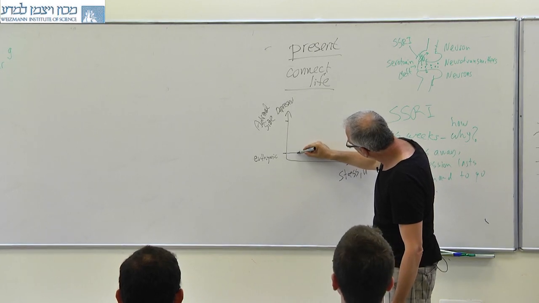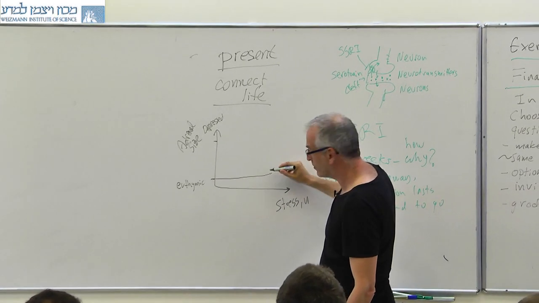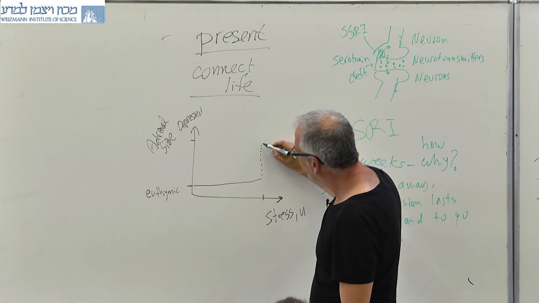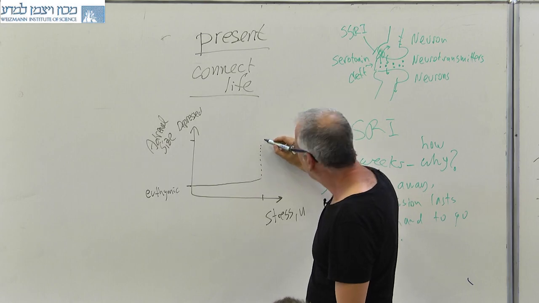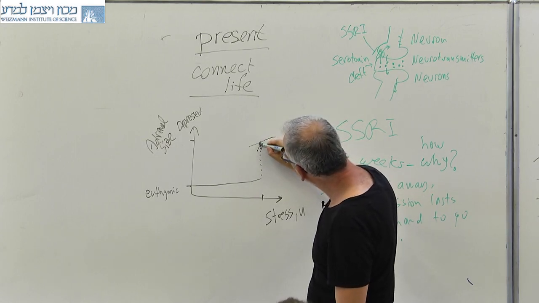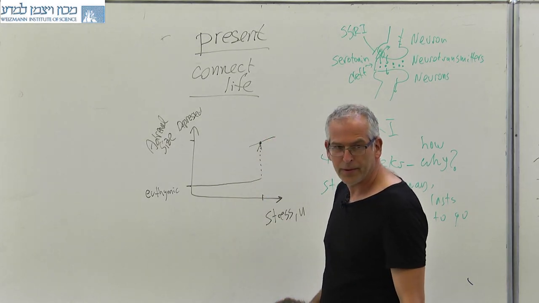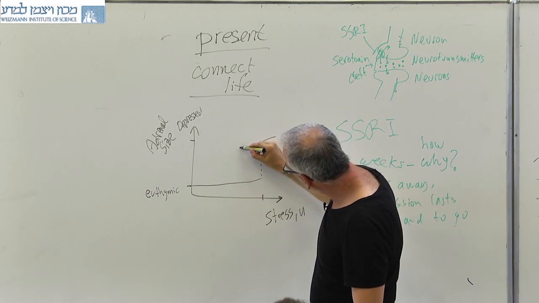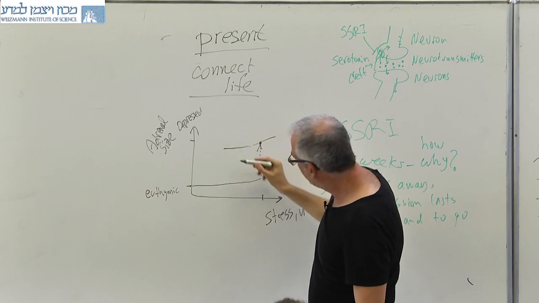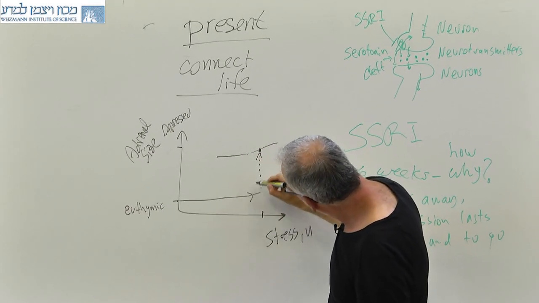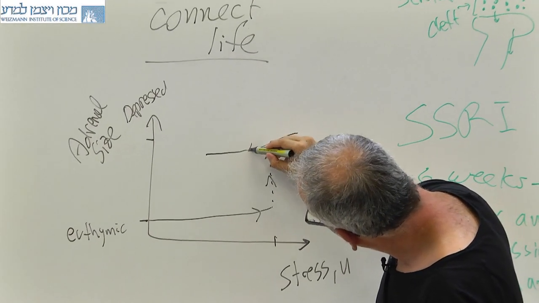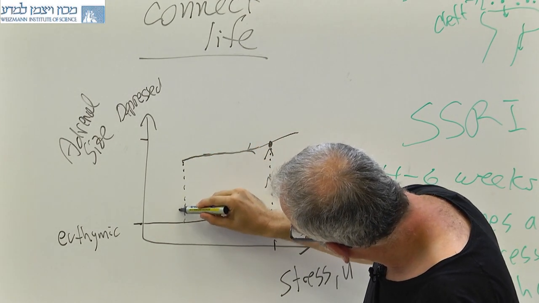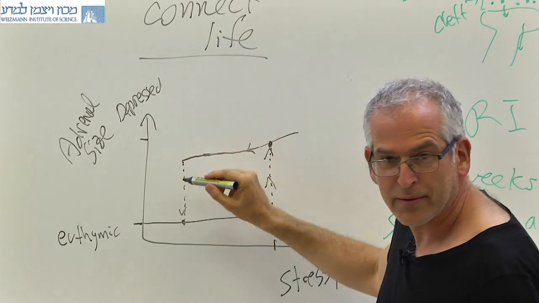Adrenal goes up with stress, chronic stress. And then at some point, something happens, and you go to this large adrenal. You're depressed. And now I take away the stress. And the interesting thing is, if I go down, I stay up. And I have to go down much lower in order to get out of this state.